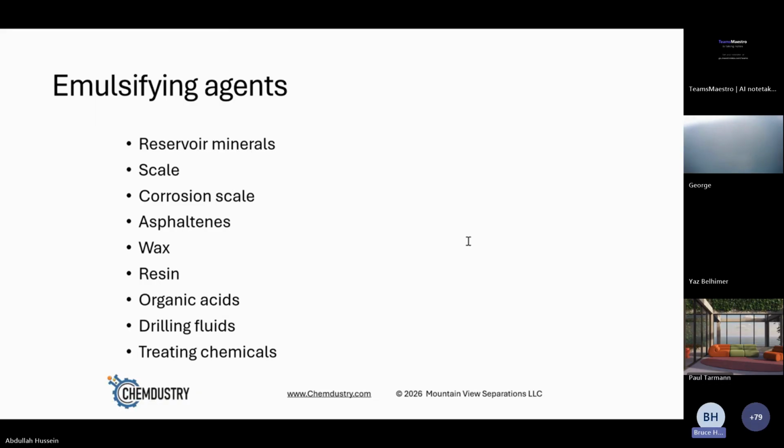So there's many emulsifying agents, but some of the most common ones are minerals found throughout the reservoir, scale, corrosion scale, asphaltenes. Asphaltenes are probably the most abundant stabilizing agent out there. Wax, resins, organic acids, drilling fluids, because drilling fluids have emulsifier agents in them, and other treating chemicals, other production chemicals.